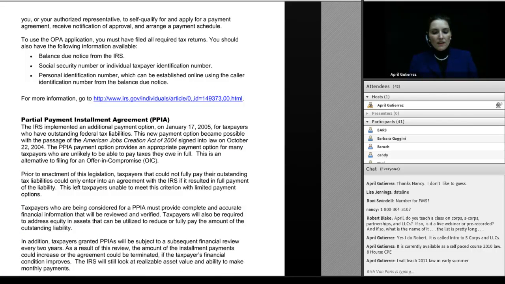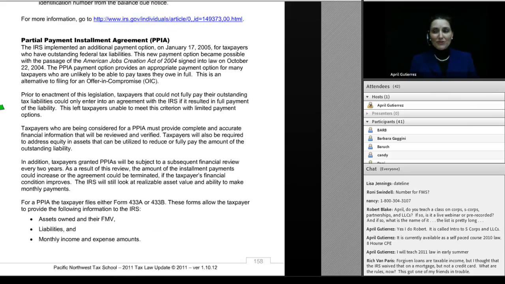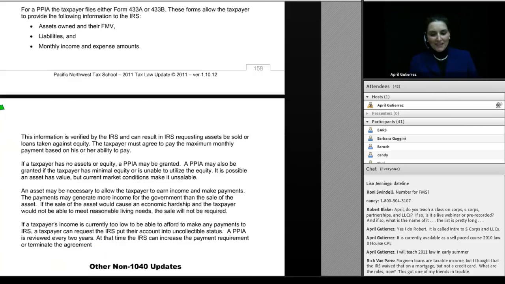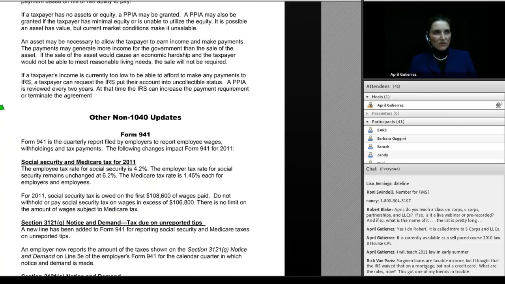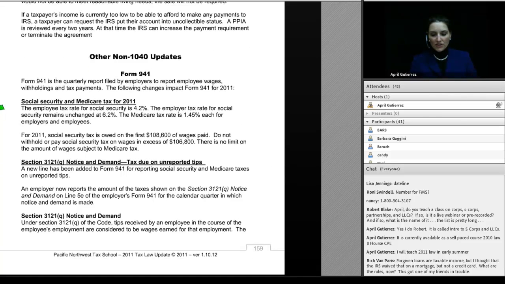For more specific information, go to a bankruptcy attorney. I am not an expert on this. This is just what I've picked up over time. Okay, so that's more information on partial payment installment agreements. Let's move on to some other issues to talk about.